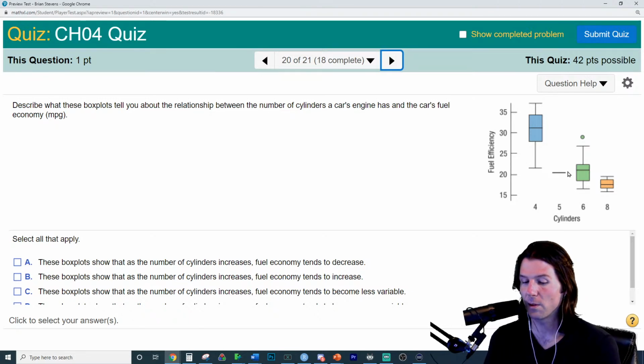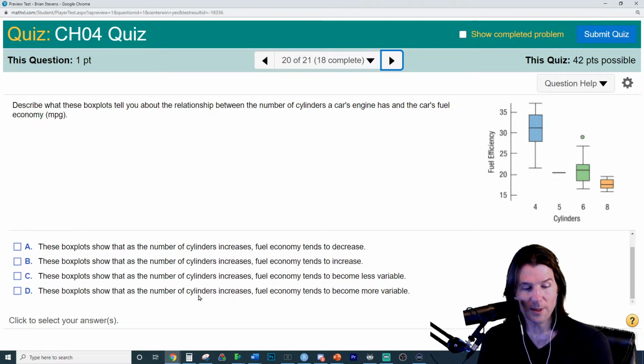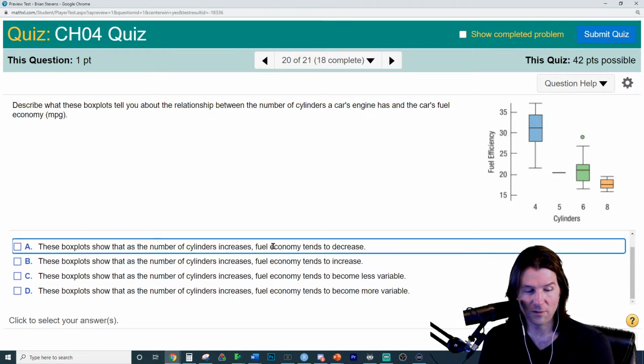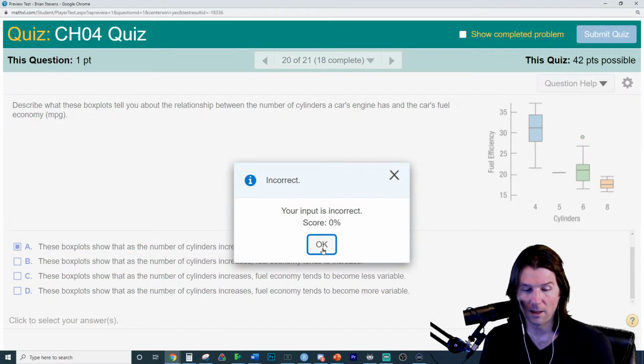We also see that there's very little data for 5 cylinders. This is actually all the data. Every single car was getting 21 miles per gallon. So the box plots show as the number of cylinders increases, fuel economy tends to decrease. The variability gets very small here, probably due to limited data. There's an outlier here and less variability here. The trend looks to be that the median fuel economy is going down. The box plot shows as the number of cylinders increases, fuel economy decreases.